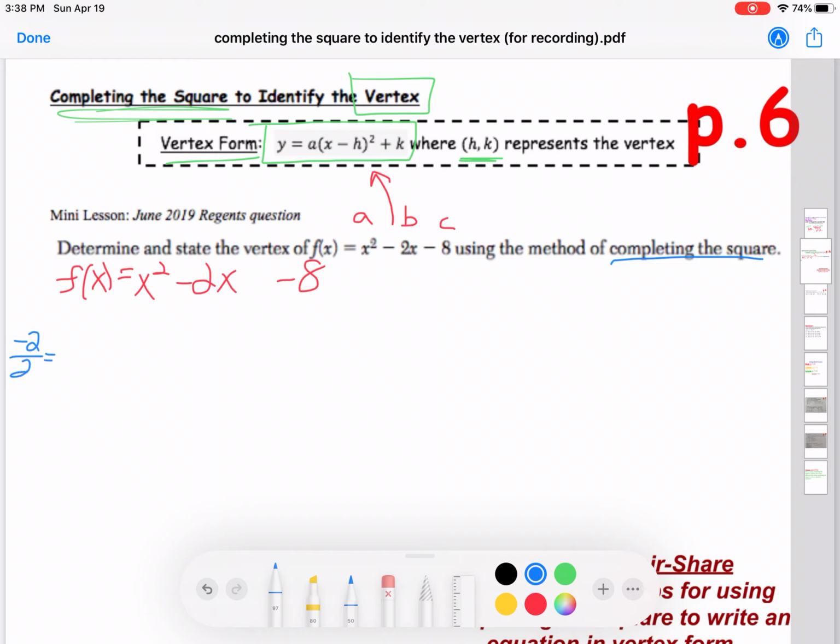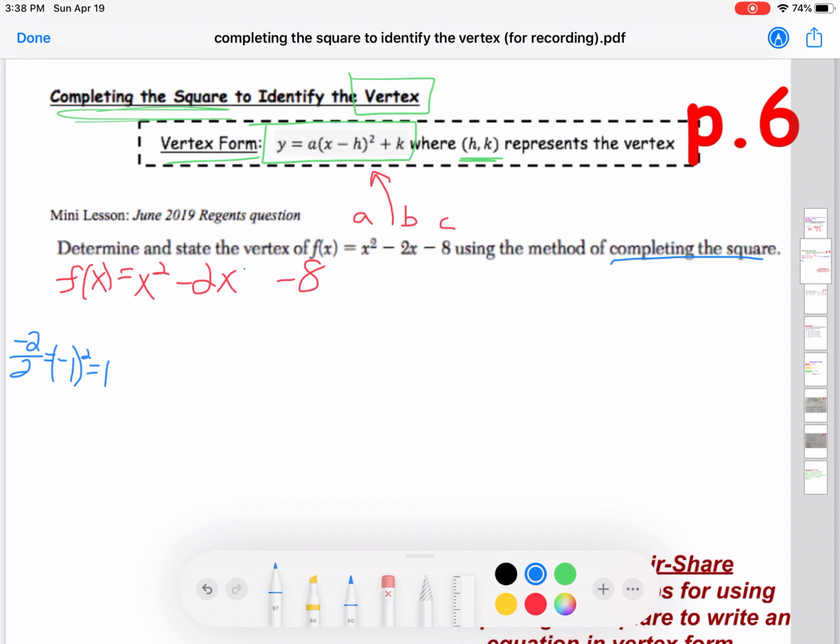So half of -2 would be -1. We're going to square that. -1 squared would be +1, because -1 times -1 is +1. And then we're going to share that. But you're going to notice that our share is going to look a little bit different when we are using completing the square just to rewrite in vertex form.